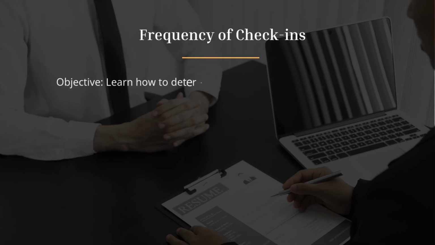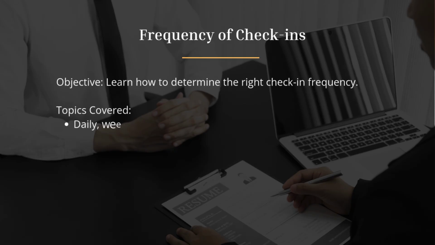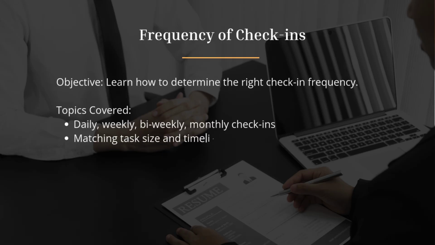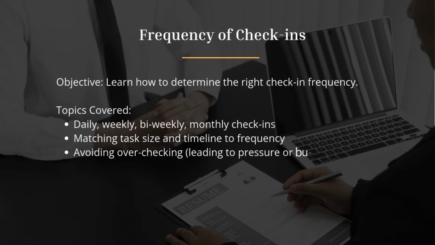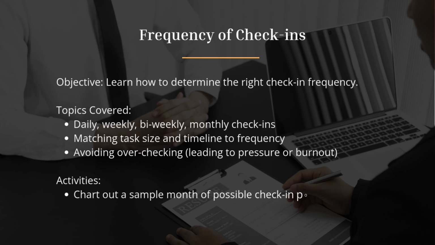Frequency of check-ins. Objective: learn how to determine the right check-in frequency. Topics covered: daily, weekly, bi-weekly, monthly check-ins. Matching task size and timeline to frequency. Avoiding overchecking, leading to pressure or burnout. Activities. Chart out a sample month of possible check-in points. Learners evaluate time needed for their goals.